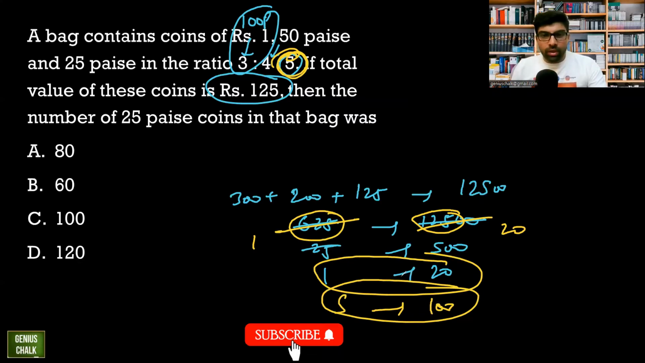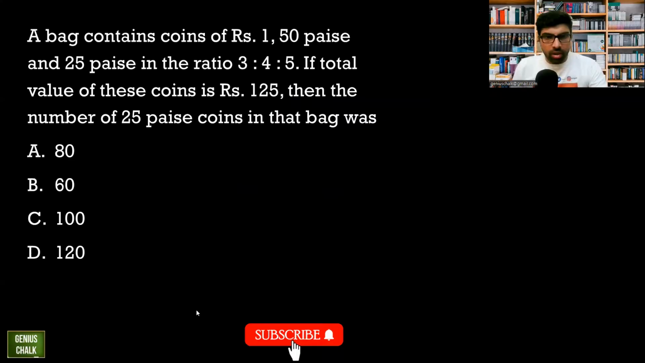So you can do it like this: convert them into paisa and solve accordingly. And you can do that conversion in rupees also. If you say rupees 1, then 50 paise will be half, or you can say 0.5.